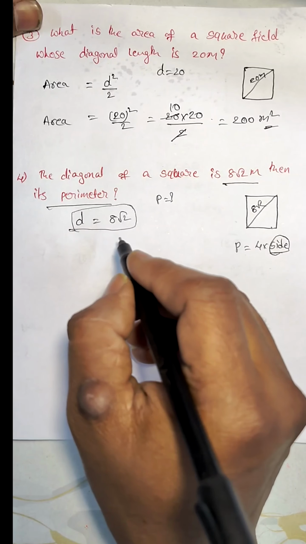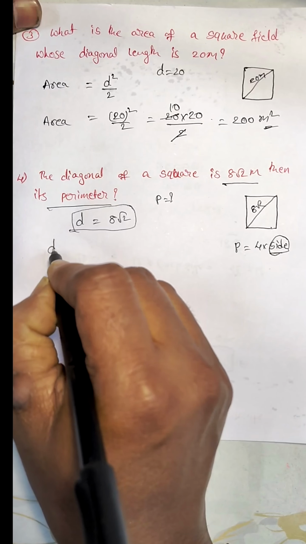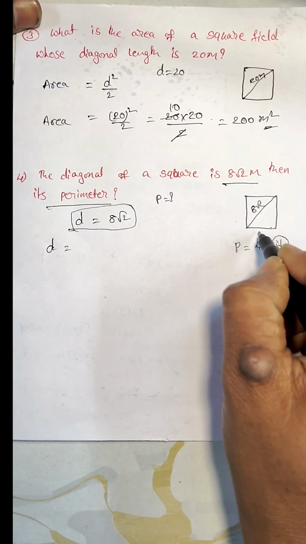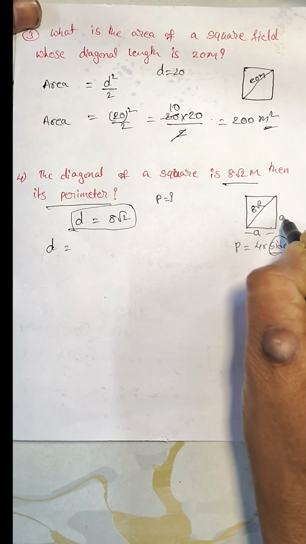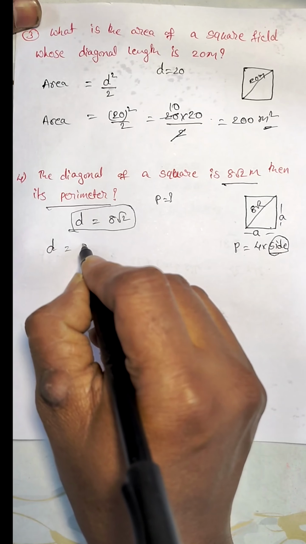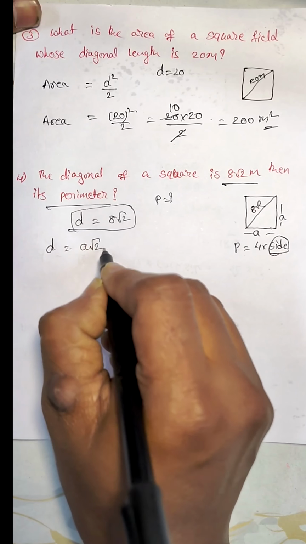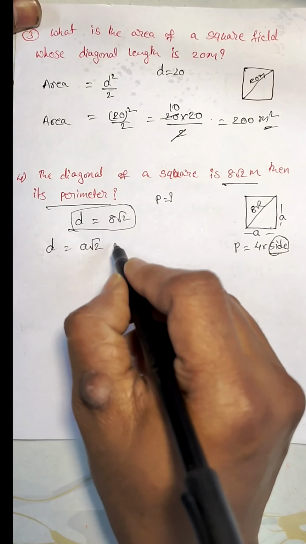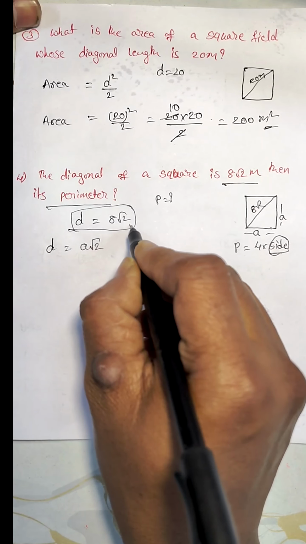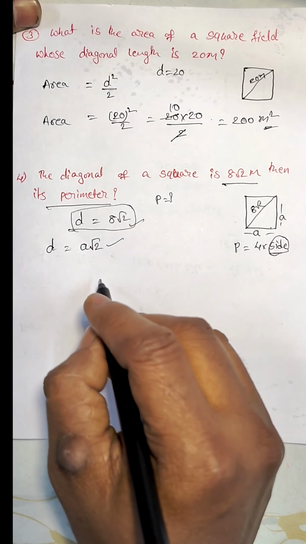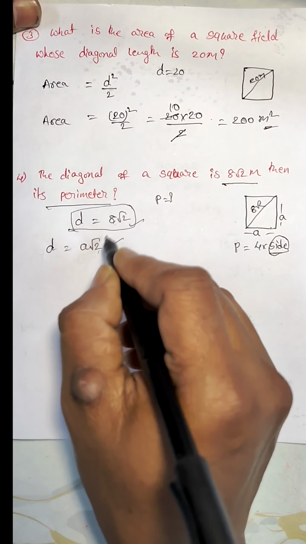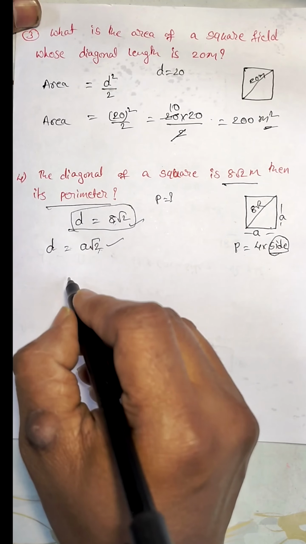Here we must remember a formula: if each side of a square is a units, then the length of the diagonal is root 2 a, or a root 2. But as per the question, the diagonal measurement is given as 8 root 2. That means both represent the diagonal itself.